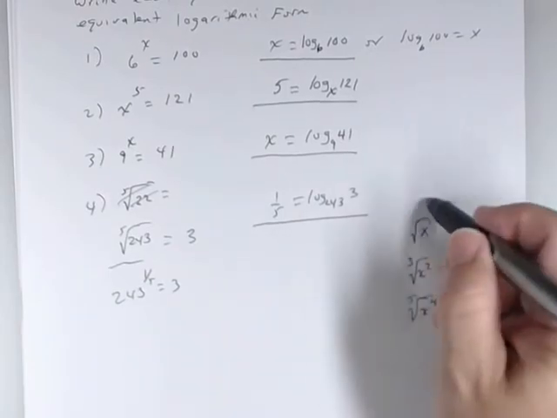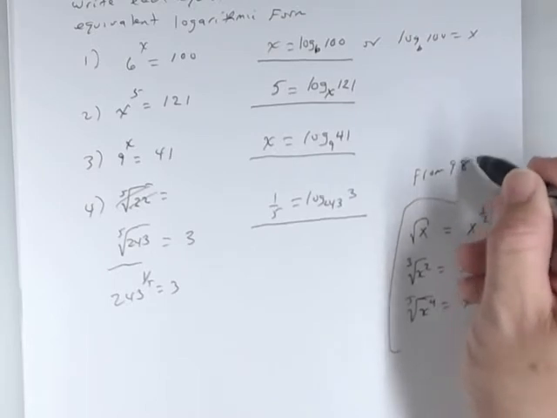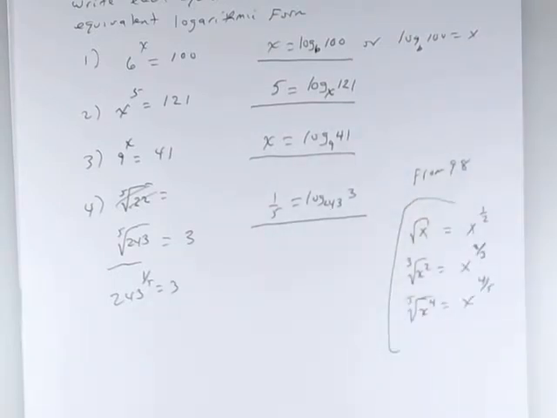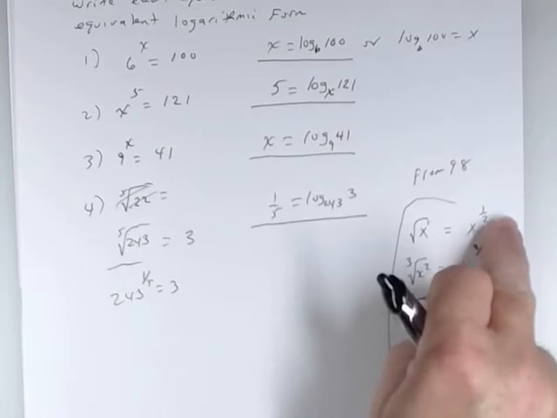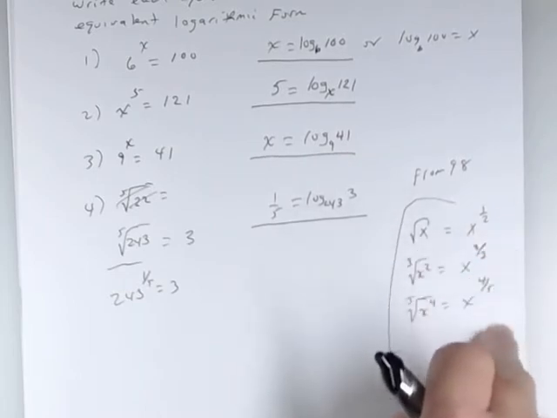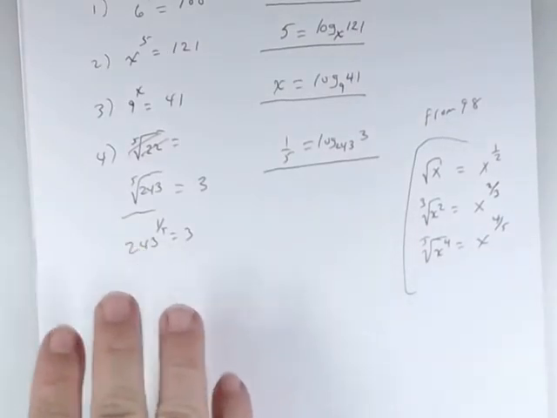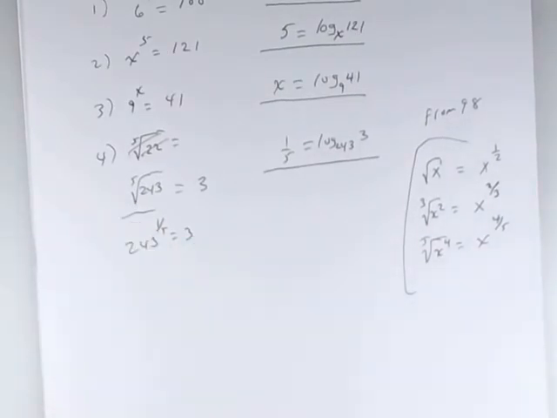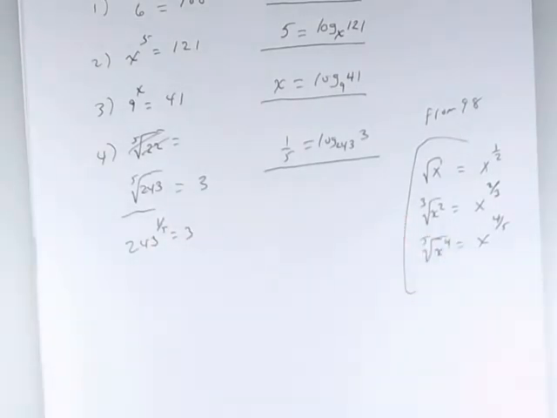So you had to remember some things from last semester. Actually, this is from Math 98. So remember Math 98, where you learned about rewriting radicals as rational exponents. All right, so that's how you do number 4 or number 5, whatever it is on your worksheet. That part was just talking about going from exponential to logarithm and back, just using the definition. That's all that was.